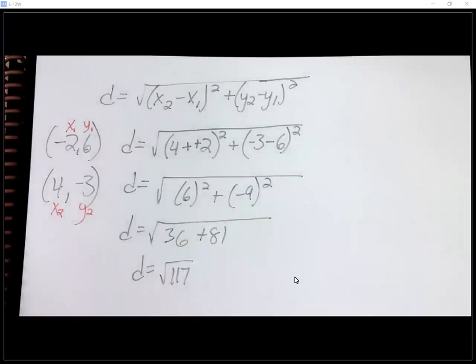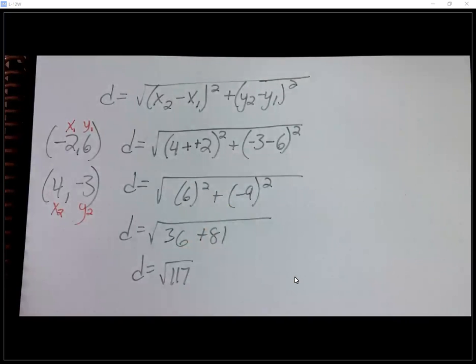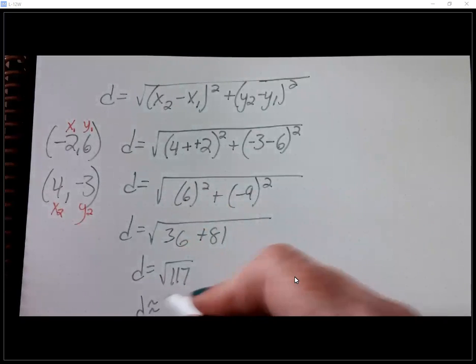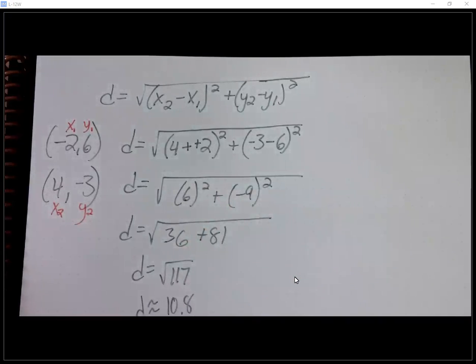117, I don't think I can reduce that radical. I could turn it into a decimal. That'd be, what is it, 9.8? 10.8? Sounds good to me. But see how that's the last thing that I'm doing? The last thing you do is take the square root.